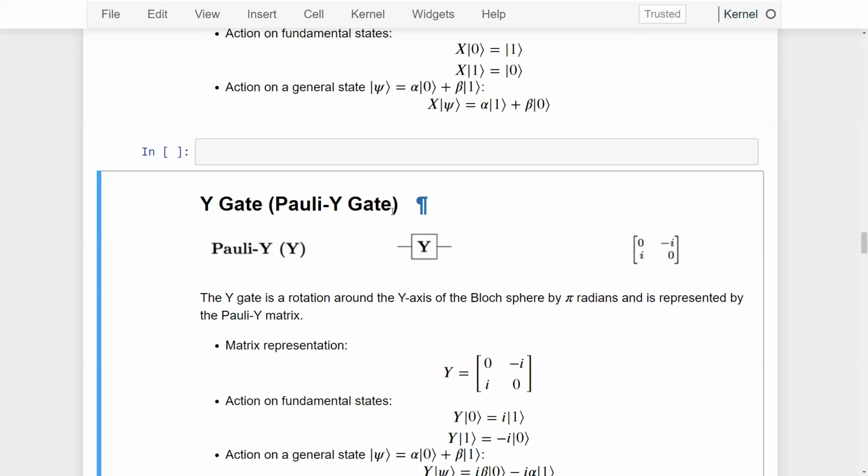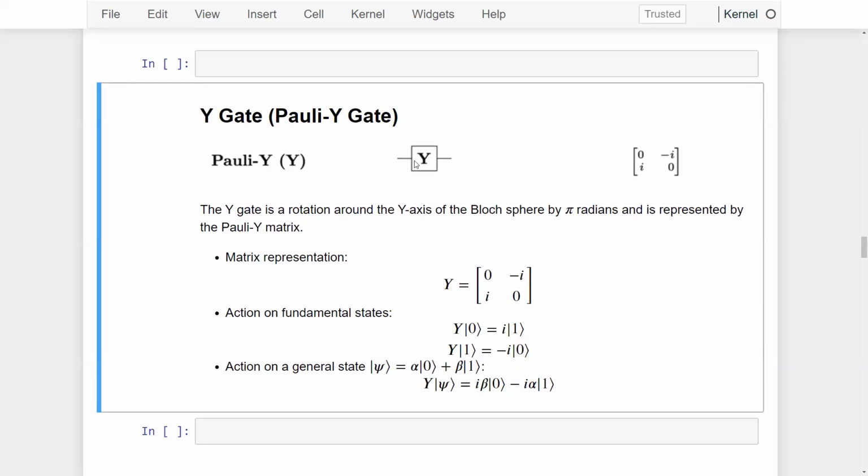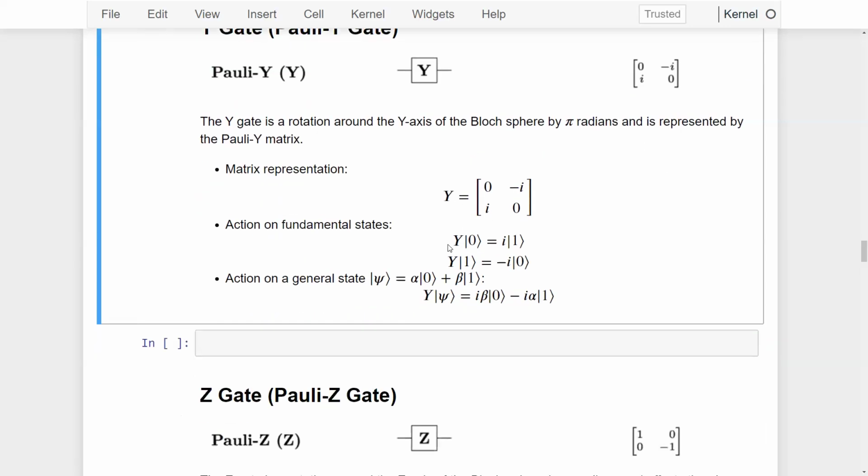Similarly, the Y gate, another example, is schematically given by this rectangle with capital Y. This is the matrix. Compare it with the Pauli matrix. It is exactly the Pauli Y matrix. Applying this matrix to the state 0 returns state 1 with the imaginary unit, to the state 1 returns state 0 with the imaginary unit with a minus, and applying it to the general state like this returns this output.